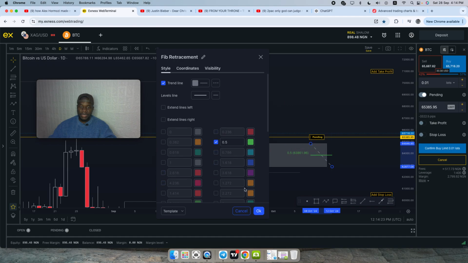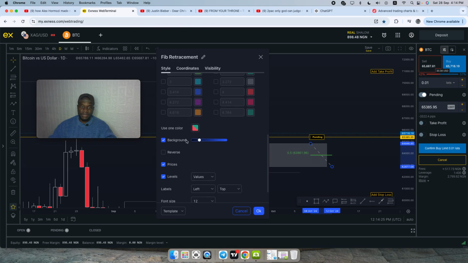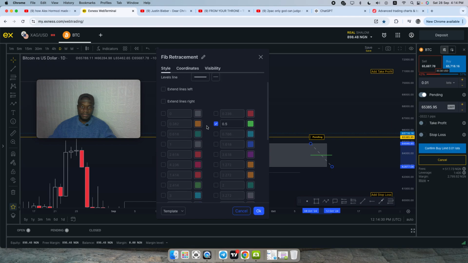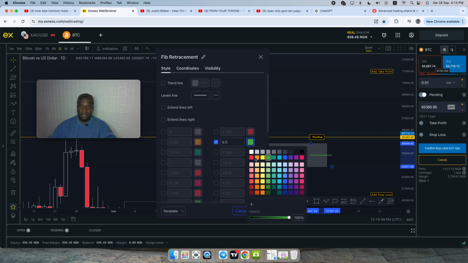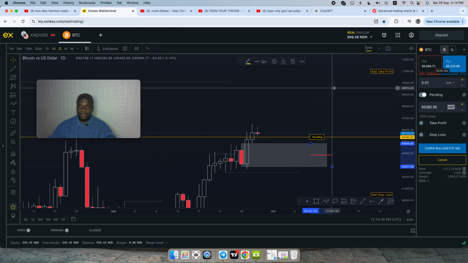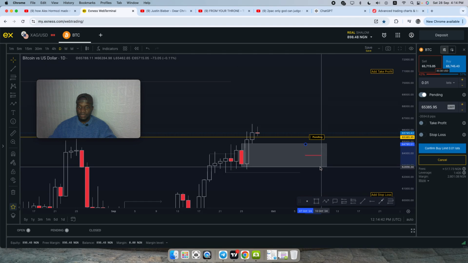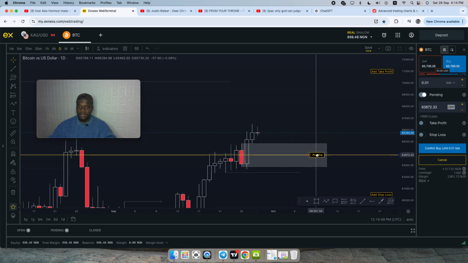So now the market is showing only the 50% zone. Then I'll delete all the prices and levels and the trend line, and I'll just make it red. Okay. So now this is our 50% zone. Let's make sure it is on 50%. Yeah, so now this is our 50% zone. So I'll just drag it to the 50%.